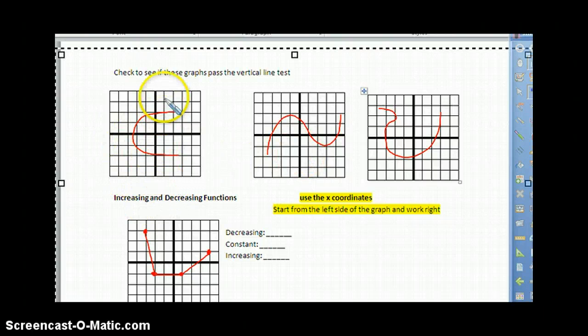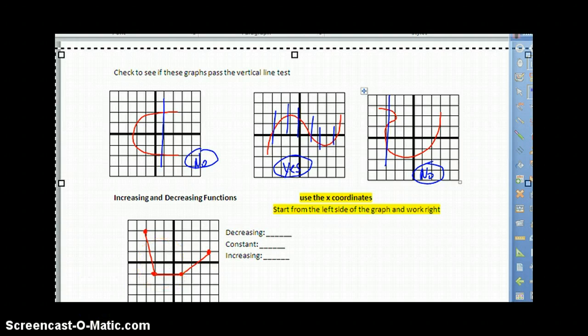This would not be a function because it fails the vertical line test. This graph would be a function because it passes the vertical line test. And this graph would not be a function because it fails the vertical line test. So hopefully you were able to get those same answers as I did.